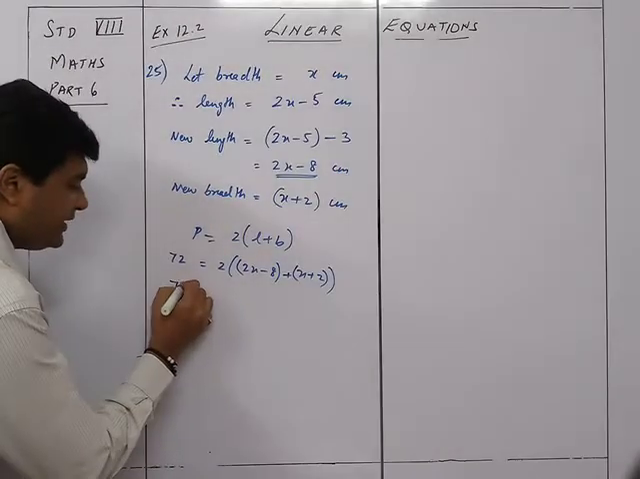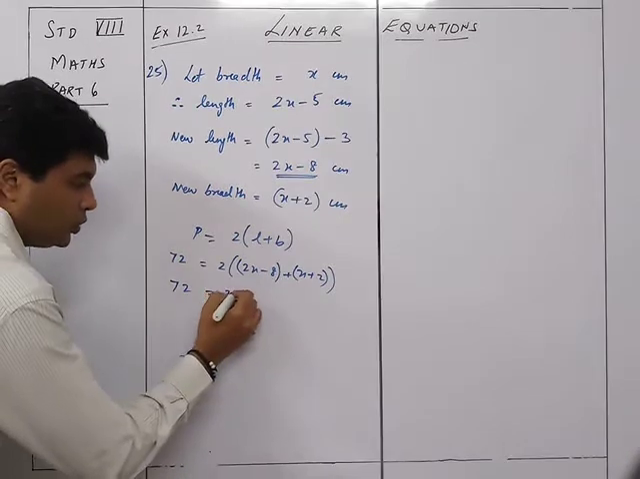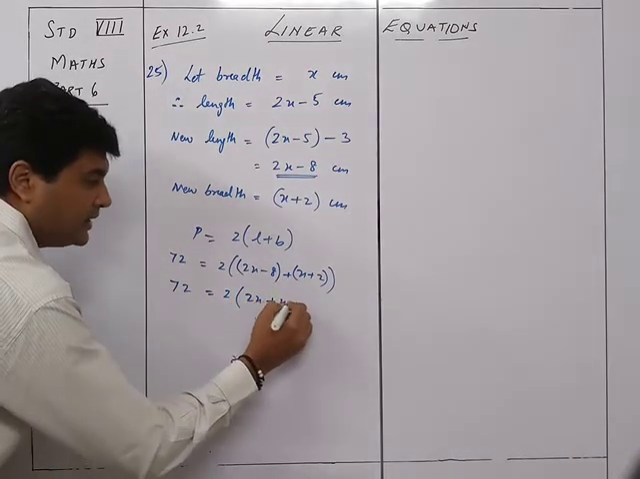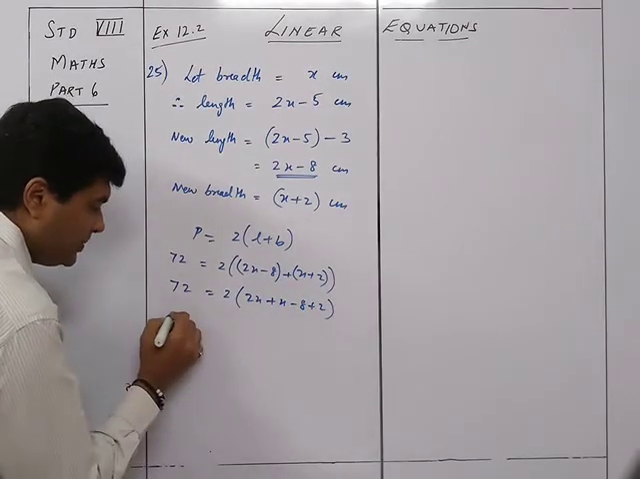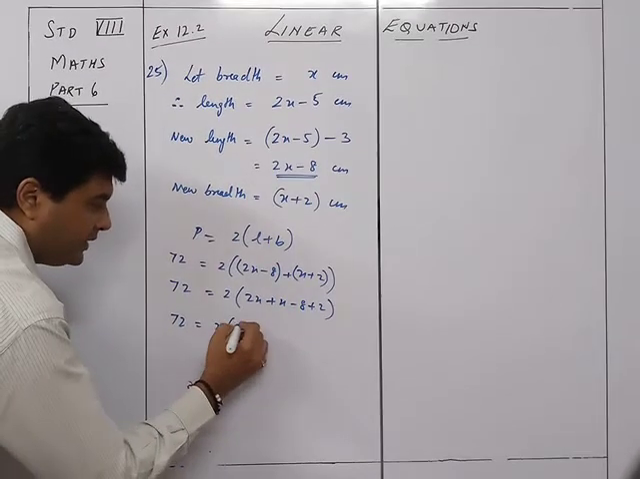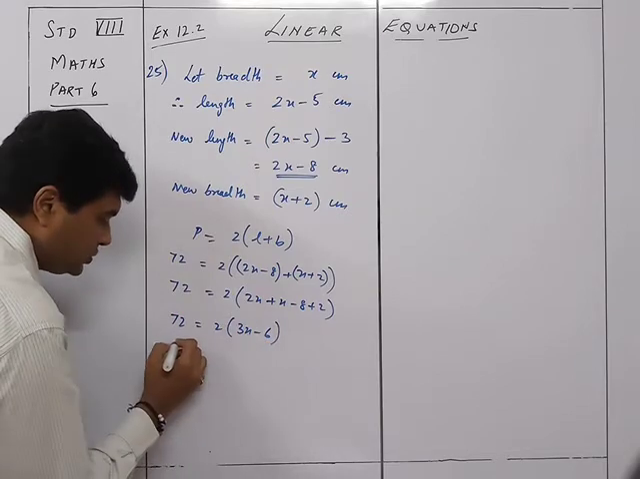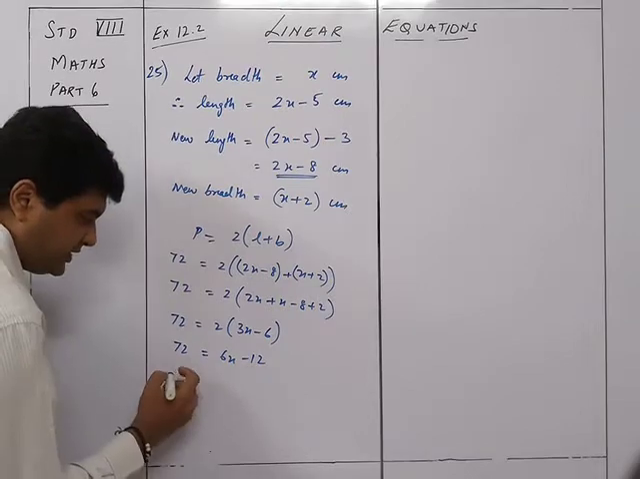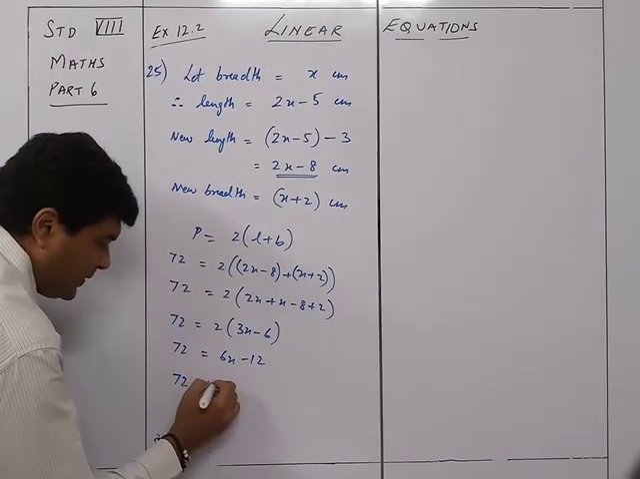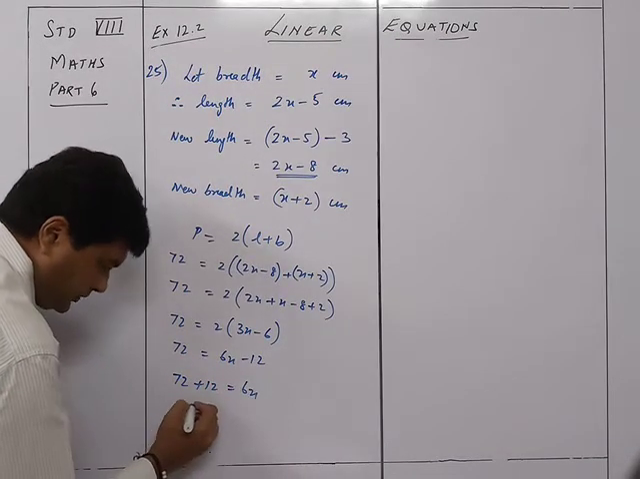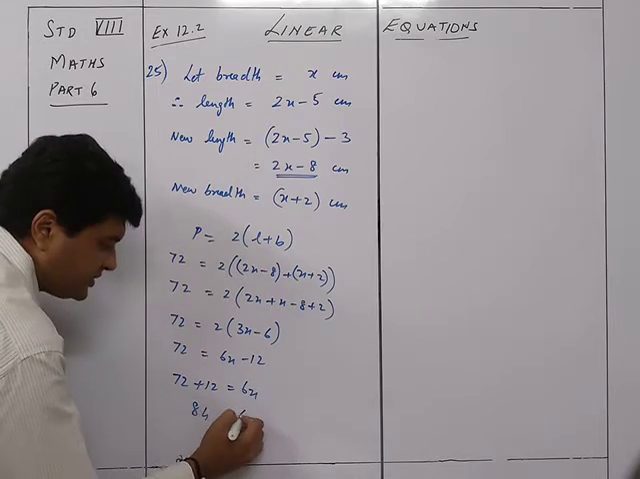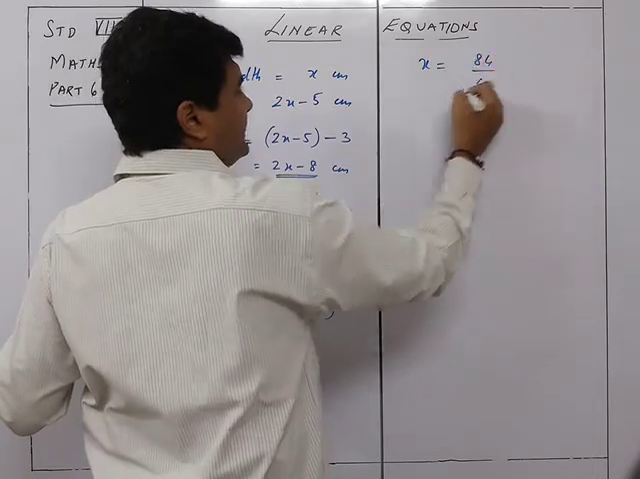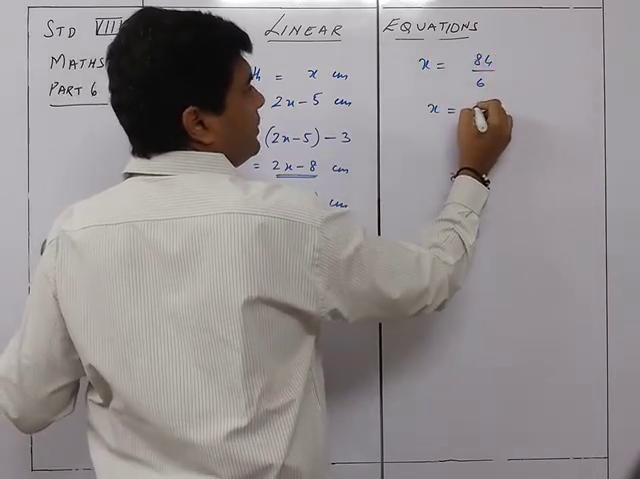So that will give me 72 is equal to 2 into bracket, 2x plus x is 3x, minus 8 plus 2. So 72 is equal to 2 into bracket 3x minus 6. So 72 is equal to 6x minus 12. Taking this to the other side, 72 plus 12 is equal to 6x. So 84 is equal to 6x. Therefore x is equal to 84 upon 6. So x is equal to 14.